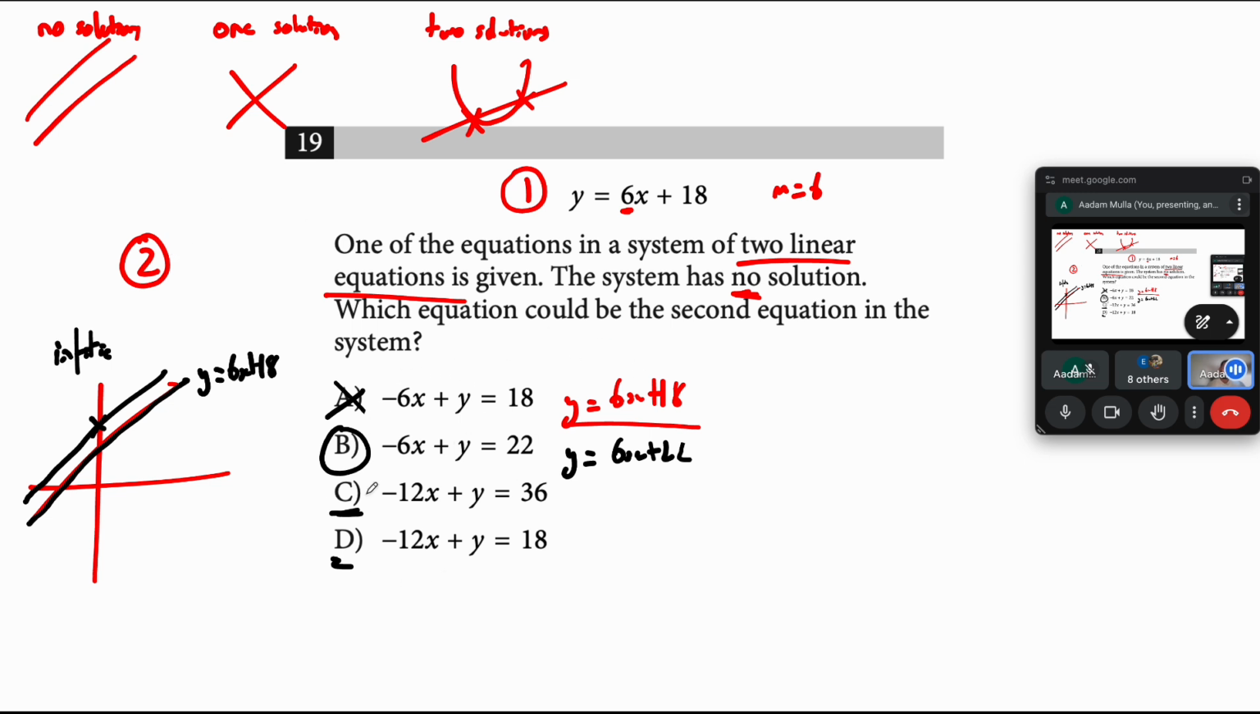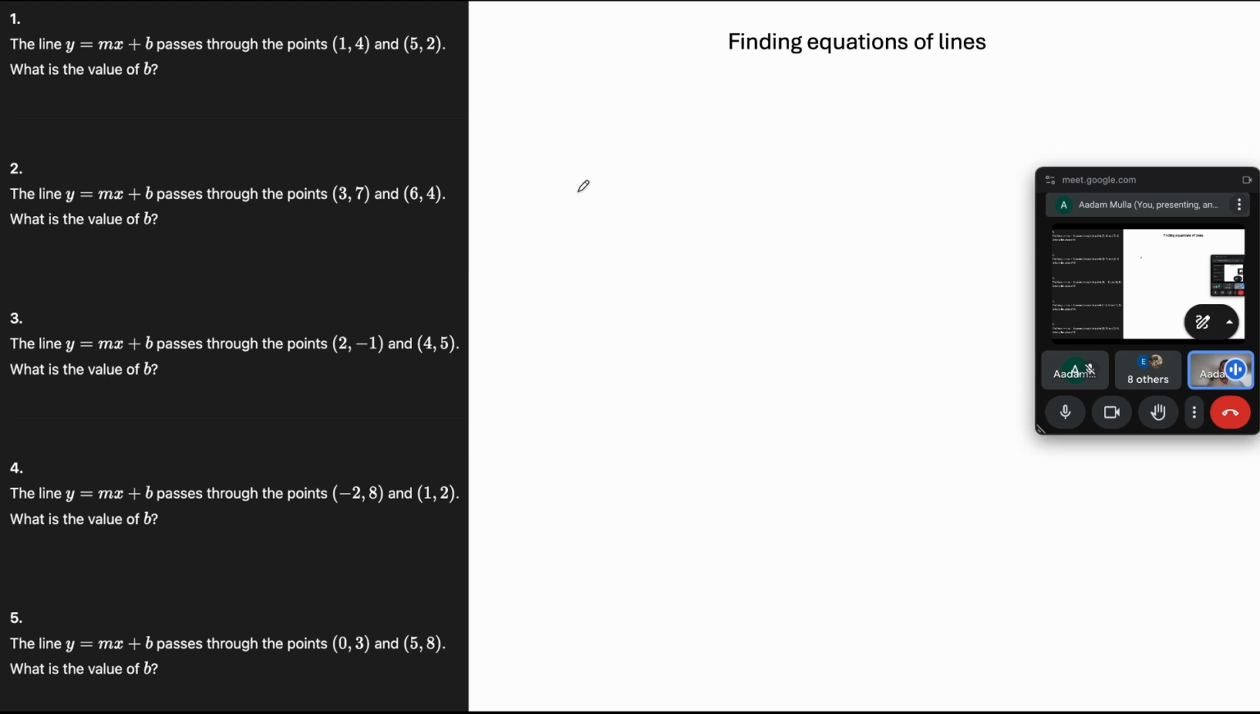If you're not too sure, you can plot all of them onto Desmos and just see which one fits. Just going to show you how you would use Desmos for these type of questions. It's the last thing that we'll do. We've got about 5 minutes left.